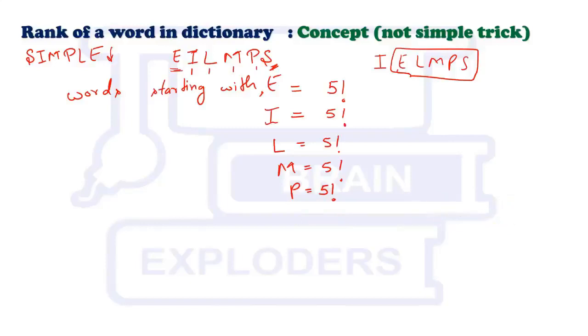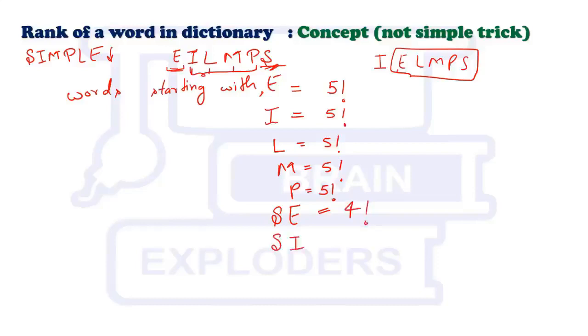Now what we have to do, as soon as we reach S, we don't have to find all the permutations in its left, otherwise we will cross the word simple. So we will find all the words starting with S, E. Now if we leave S, if we leave E, there are only 4 letters here. So with SE how many words will start? 4 factorial. After E it is I.